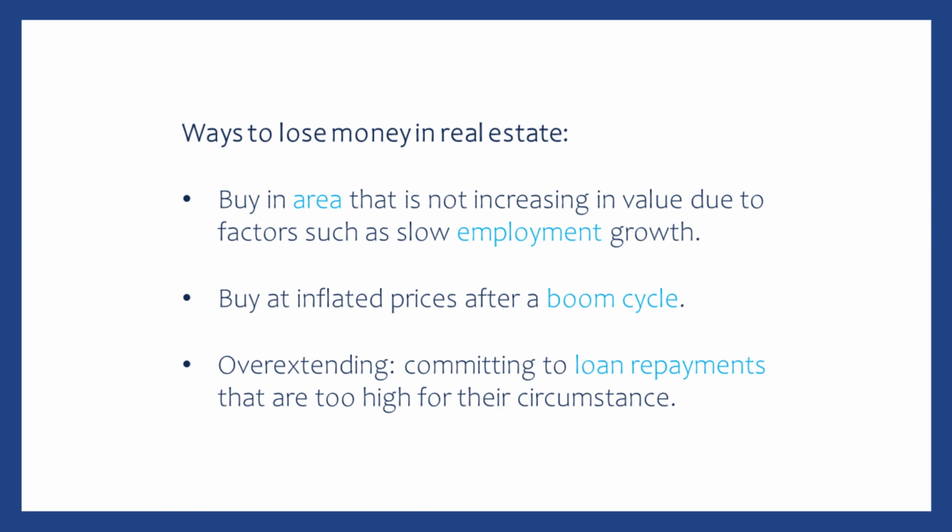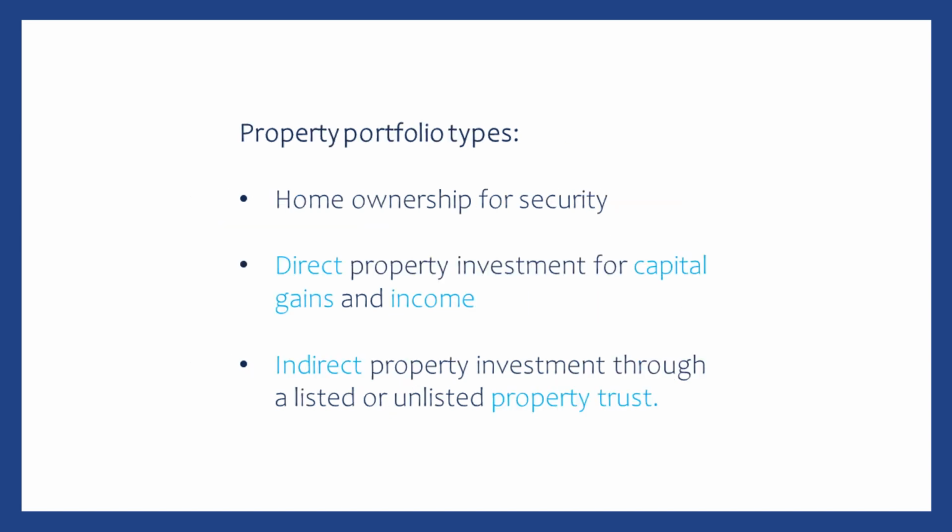value due to factors such as slow employment growth, buying at inflated prices after a boom cycle, or overextending by committing to loan repayments that are too high for one's circumstances. There are three forms of property portfolio: home ownership for security, direct property investment for capital gains and income, and indirect property investment through a listed or unlisted property trust.